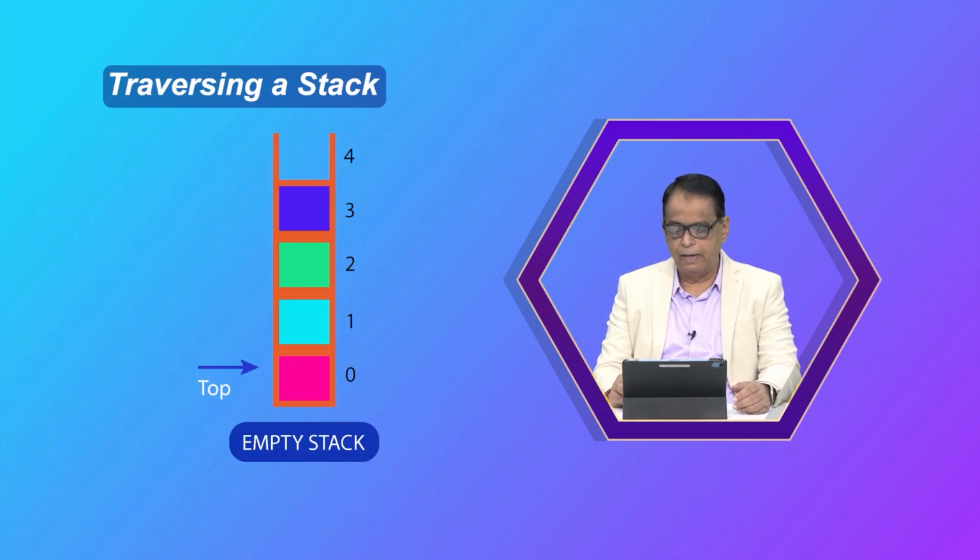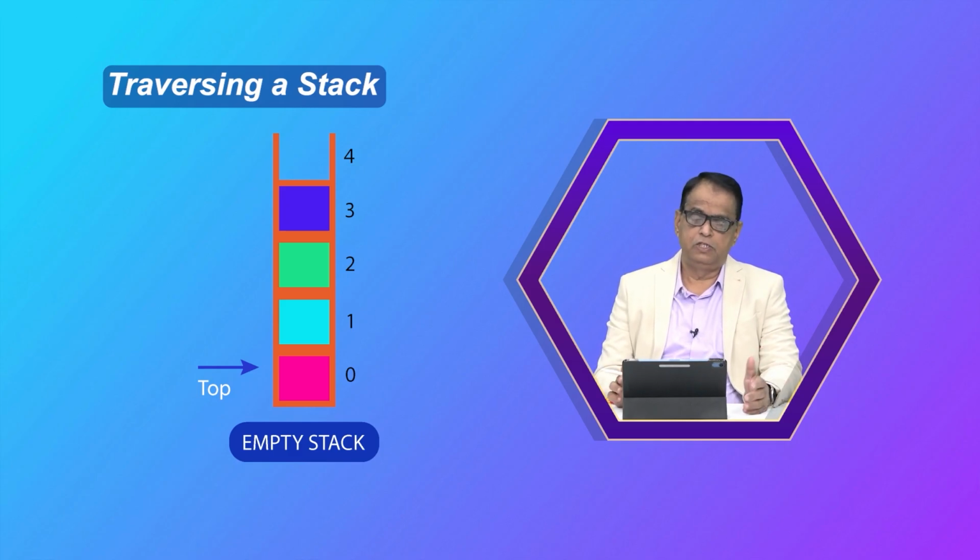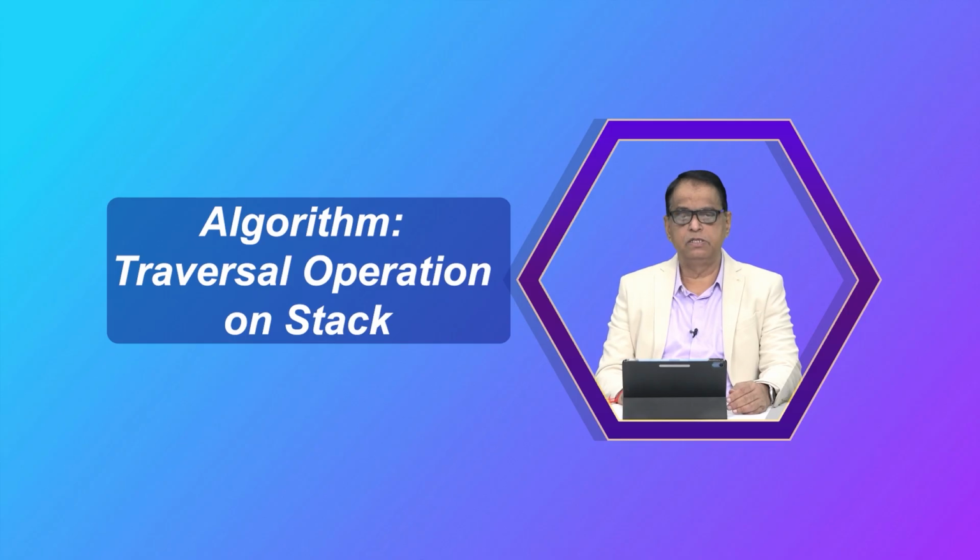As shown in this diagram, if my stack itself is empty, then the top of the stack will point to the lowest element, and the lowest element is null or nil, and therefore as far as an empty stack is concerned, we will not make a traversing operation. So while writing the algorithm for the traversing operation, we will always check whether my stack is empty or not. So these are the steps of the algorithm for the traversing operation.